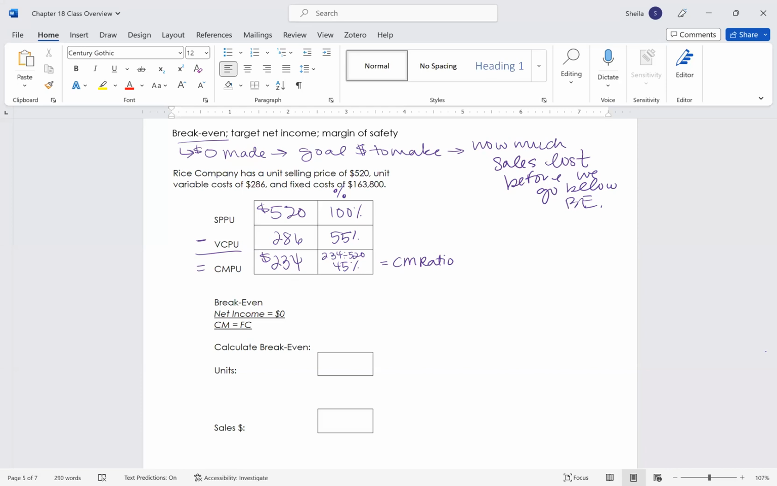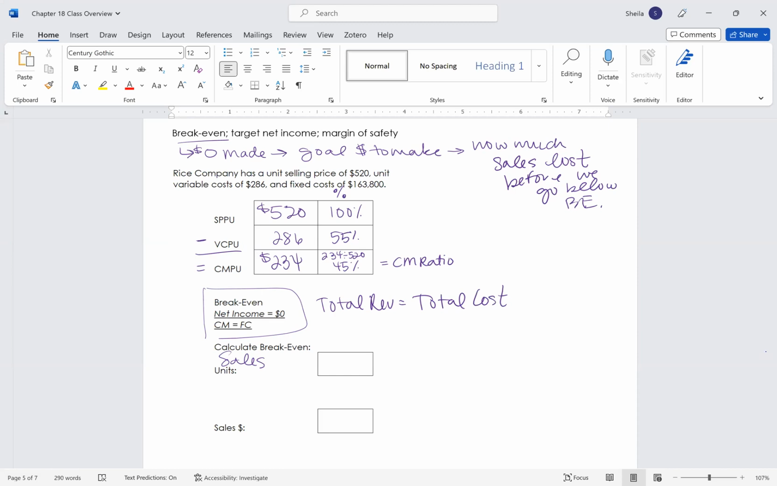So calculate break even sales units and sales dollars. I'm going to show you two ways. Now, again, remember what break even is. We can define it a couple different ways. Net income equals zero, contribution margin equals fixed cost. We could also say that our total revenue equals our total cost. Okay, so let's all break even.